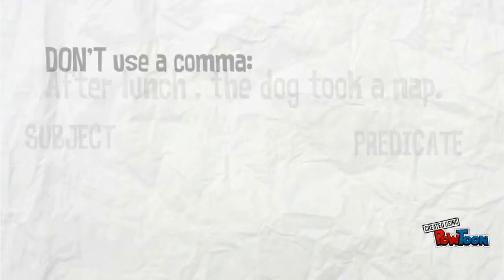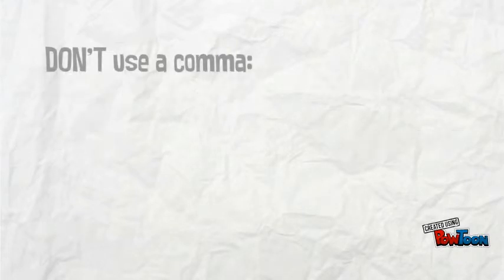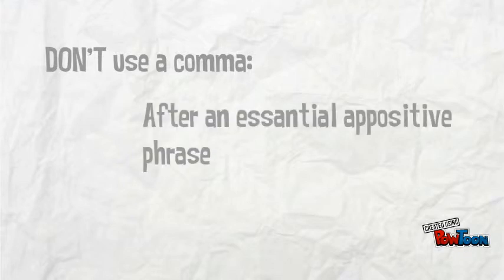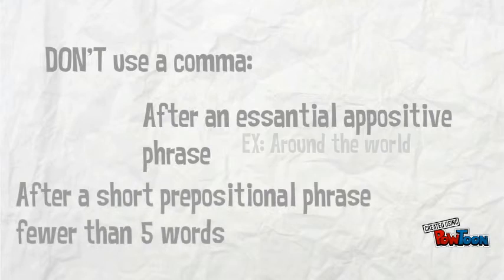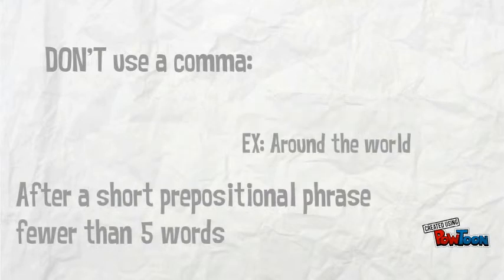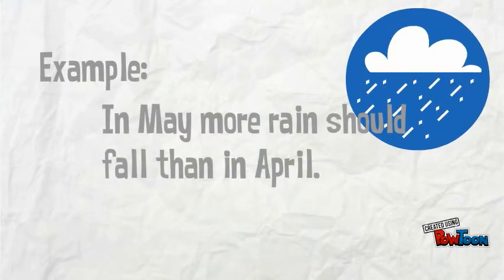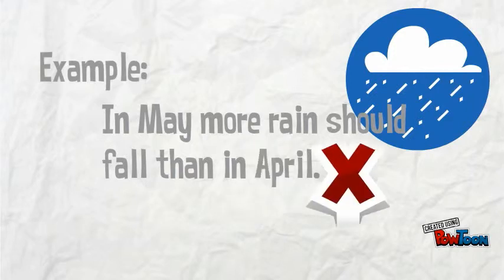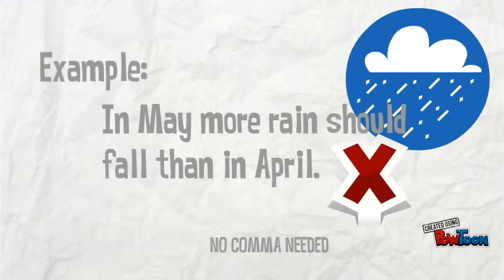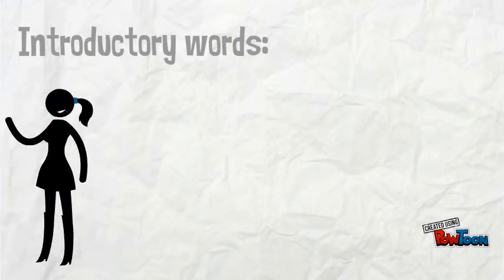Some other introductory elements that don't require a comma would be after an essential positive phrase or after short prepositional phrases fewer than 5 words. Like in the sentence, in May, more rain should fall than in April. You can omit the comma after the introductory clause in May because the phrase is so short. But this rule isn't always true.